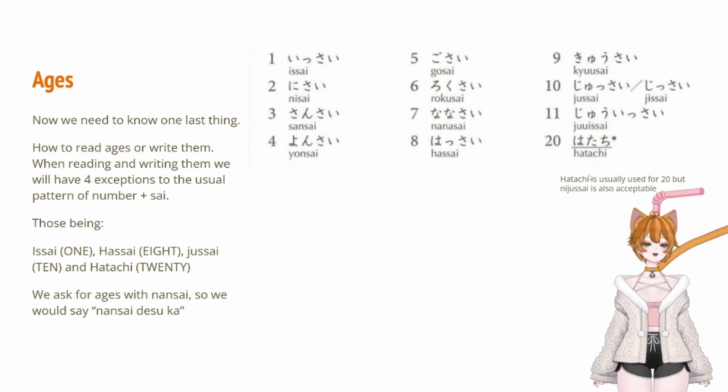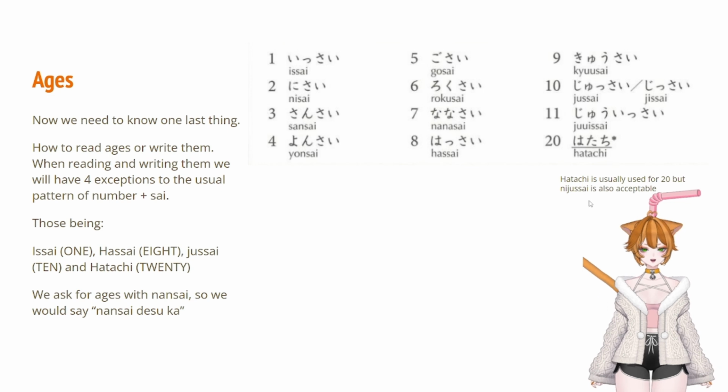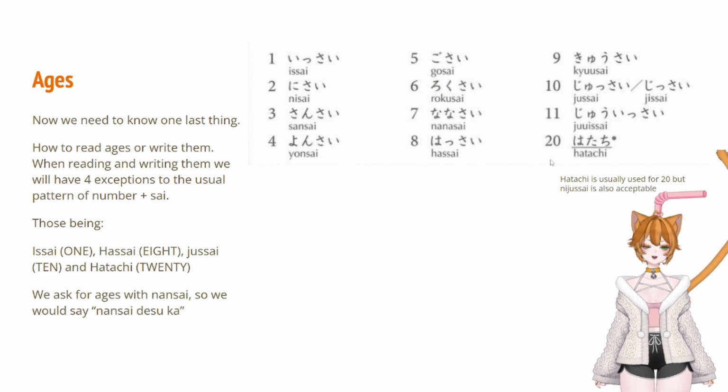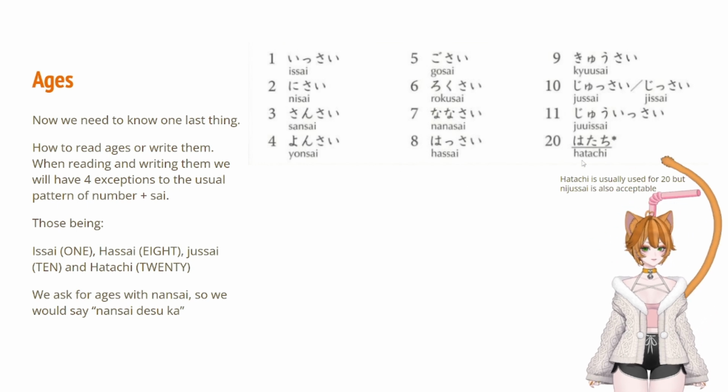And once we start getting over that, you just have niju isai, and that would be like 21. Niju nisai, 22. It is just hatachi for 20. Not 21, not 22, nothing above it. Just 20.